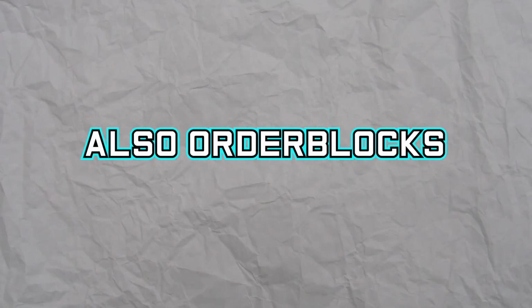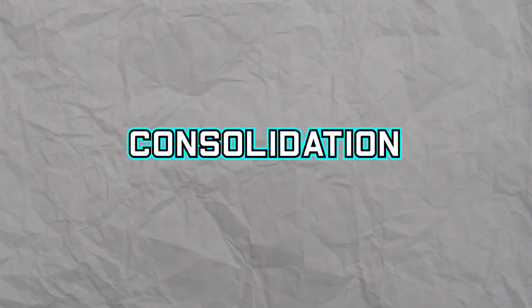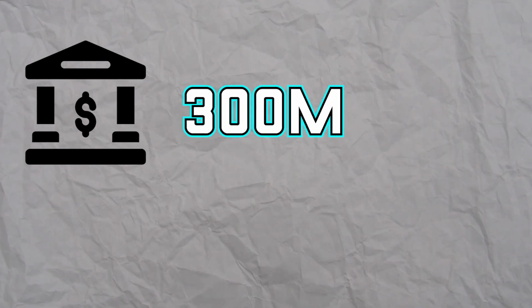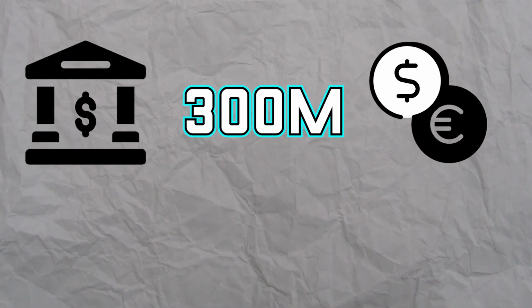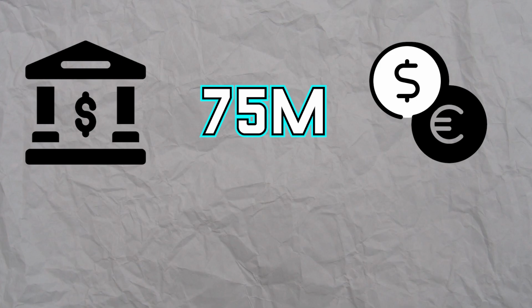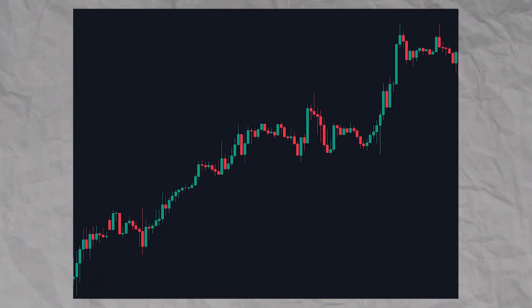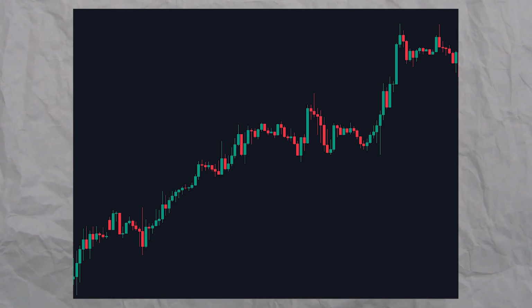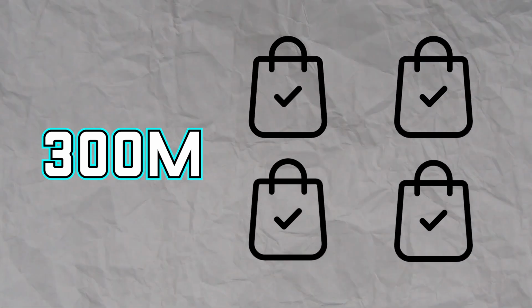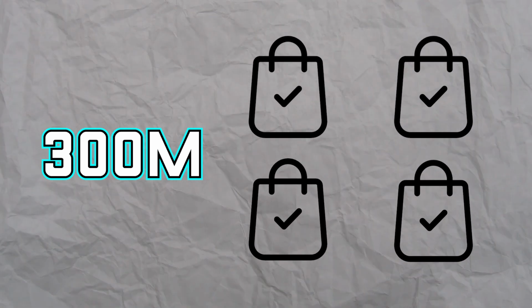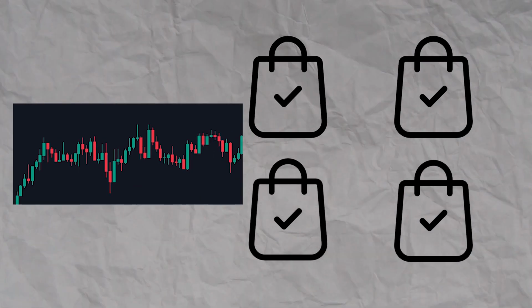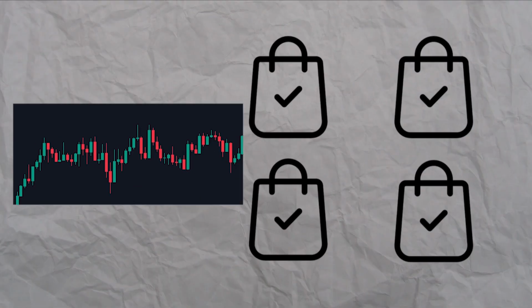There are also order blocks that form due to tight consolidation. Say you are a bank that wants to buy 300 million in Euro USD, however, currently there is only 75 million available. If they were to place the order, the price would skyrocket, forcing the bank to buy large quantities at prices that are very high. The solution for this is splitting the $300 million position into smaller orders, allowing the bank to slowly fill the position. This process causes for a tight range to be created, which will become the order block.